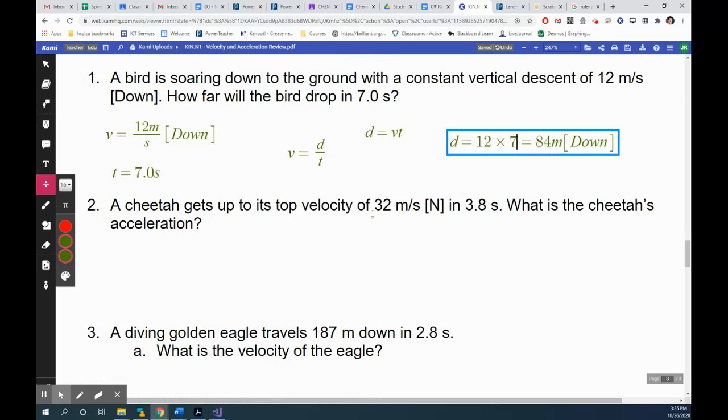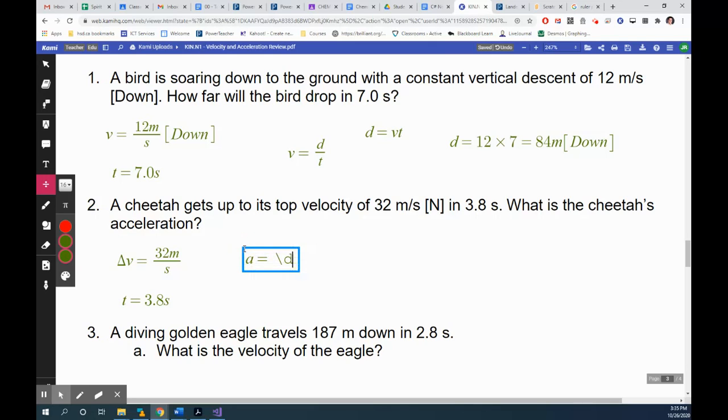A cheetah goes up to its top velocity of 32 meters per second in 3.8 seconds. What's its acceleration? Okay, we're assuming it starts from 0, which means the change in velocity is 32 meters per second. That's how much it changed, right? It went from 0 to 32 in a time of 3.8 seconds. And so we're going to use the formula a equals delta v over t. And we don't need to modify it because we want acceleration. So acceleration equals 32 over 3.8.